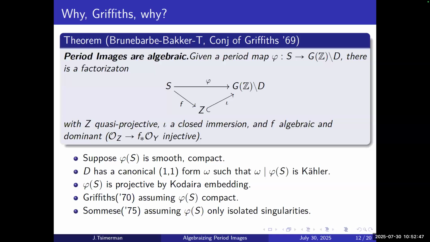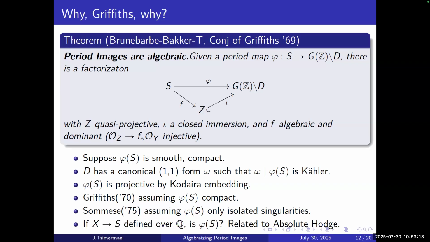Okay. And there are some partial results. Griffiths in the 70s, when he was working all this stuff out, proved this assuming just compactness of the image, any singularity is allowed. And Sommese, using some sort of L2 cohomology methods, proved the case that you have only isolated singularities, that the image is algebraic in that case.